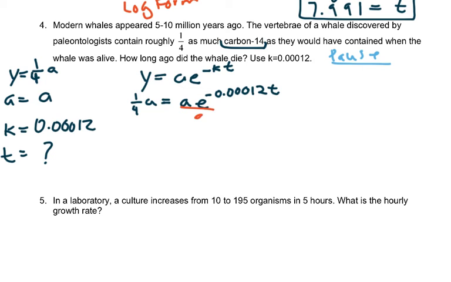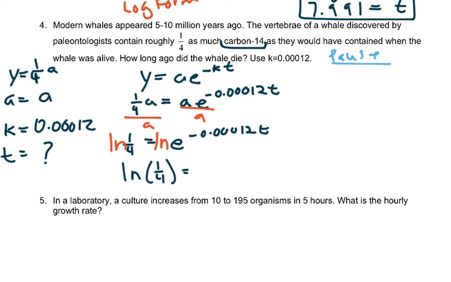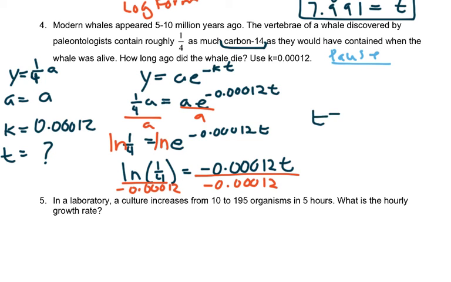So we'll start off by dividing each side by A. So 1/4 equals e to the negative 0.00012 t. Now to get rid of the e, we take the natural log of each side. So the natural log of 1/4 equals negative 0.00012 t. We'll divide each side by negative 0.00012. Which gives us that t equals 11552.453.